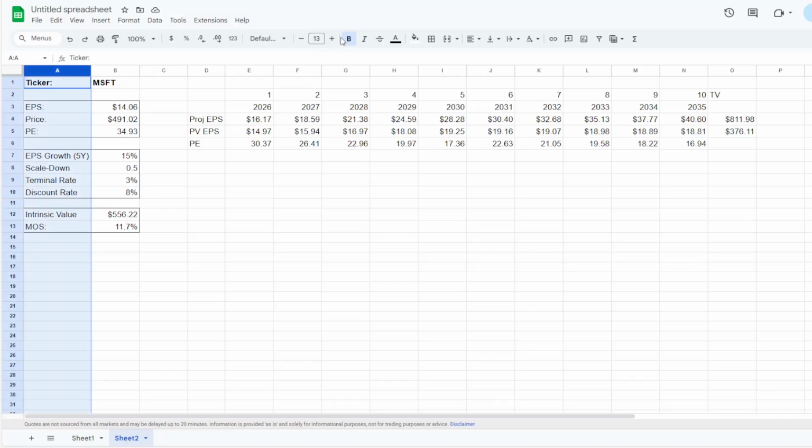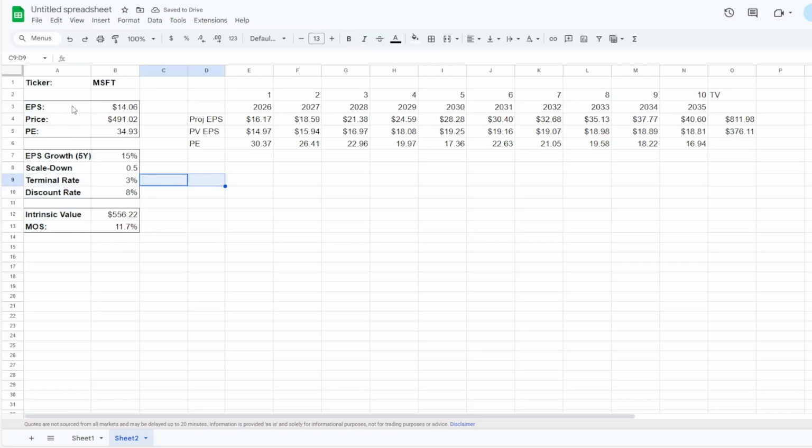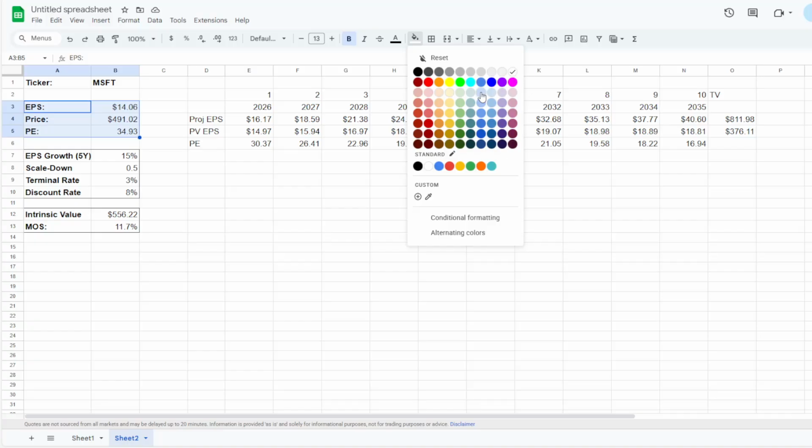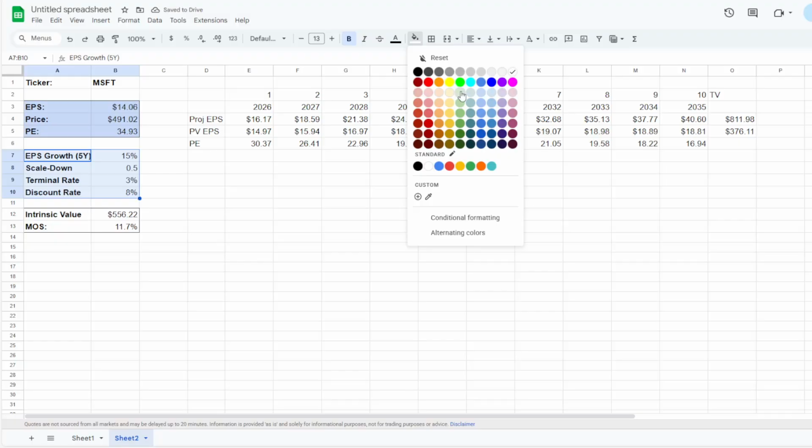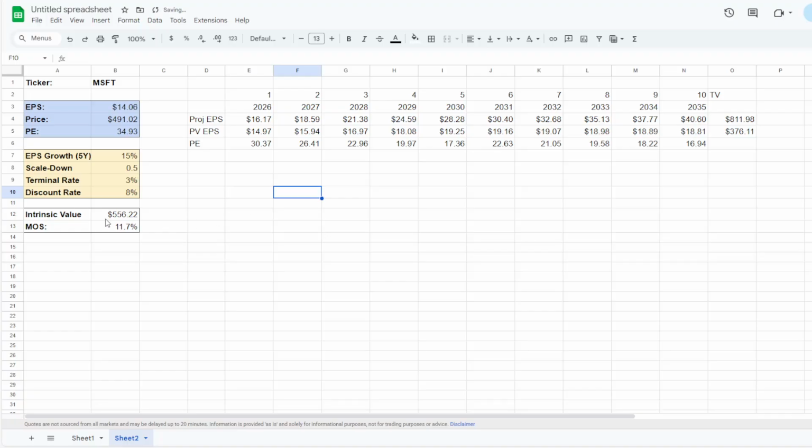I can just make all these bold if I wanted to. Okay. Since these are things that Google is going to scrape, maybe I'll highlight those and I'll change the color to something like this light cornflower blue. But the stuff that I want the user to put in, maybe we'll make that like a light yellow. What I like to do is I like to do conditional formatting. And so what that would do is say, all right, if we have a margin of safety that's positive, make that green. And if it's negative, make it red.